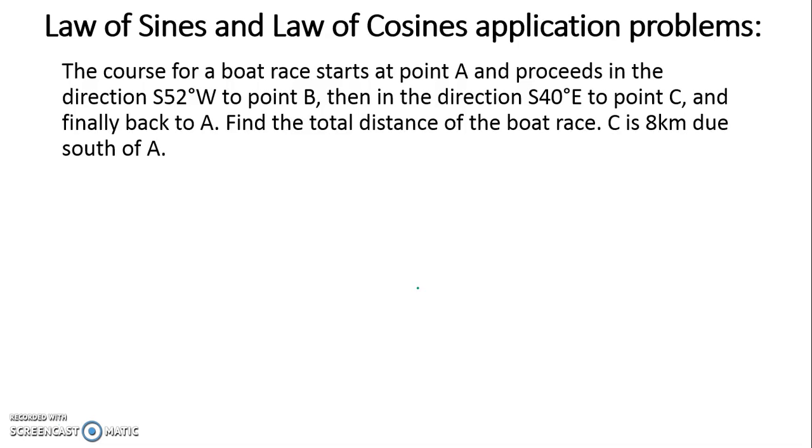Just a couple more application problems for law of sines and law of cosines. So I have a boat race that starts at point A and proceeds in the direction south 52 degrees west to point B, and then south 40 degrees east to point C. So I'm going to put A up here. I'm going south 52 degrees west, and I'm going to proceed in that direction to point B, and then in the direction south 40 degrees east to point C.